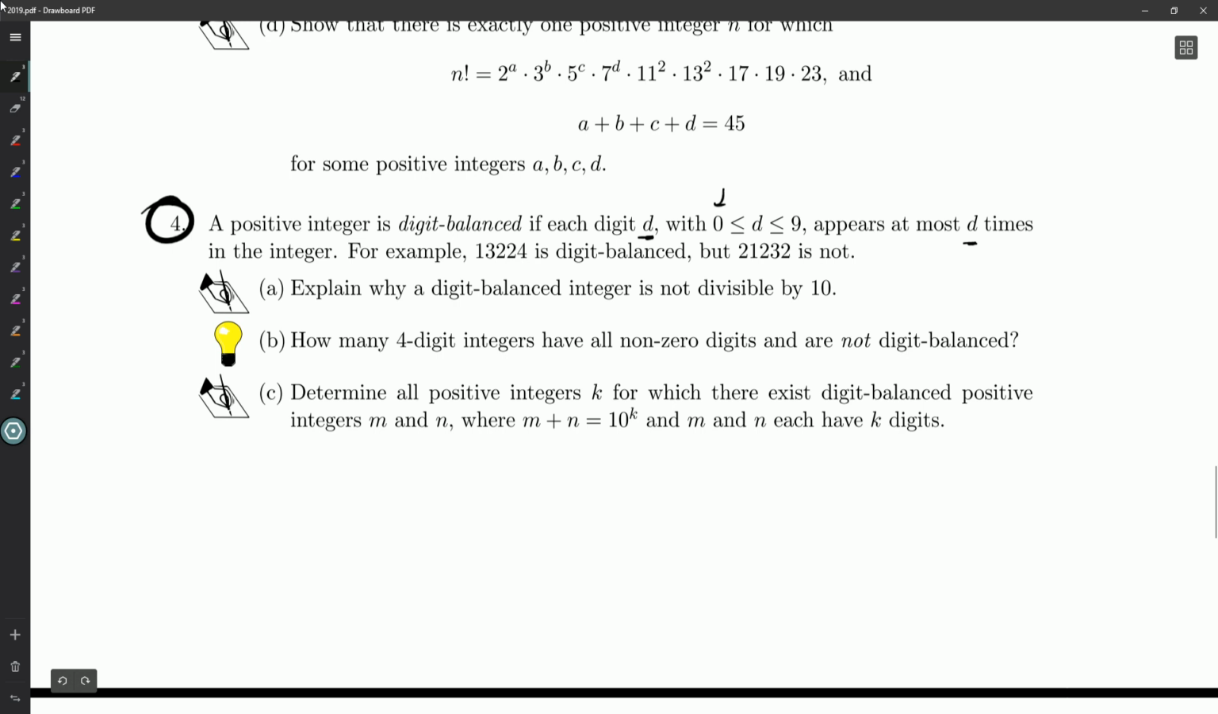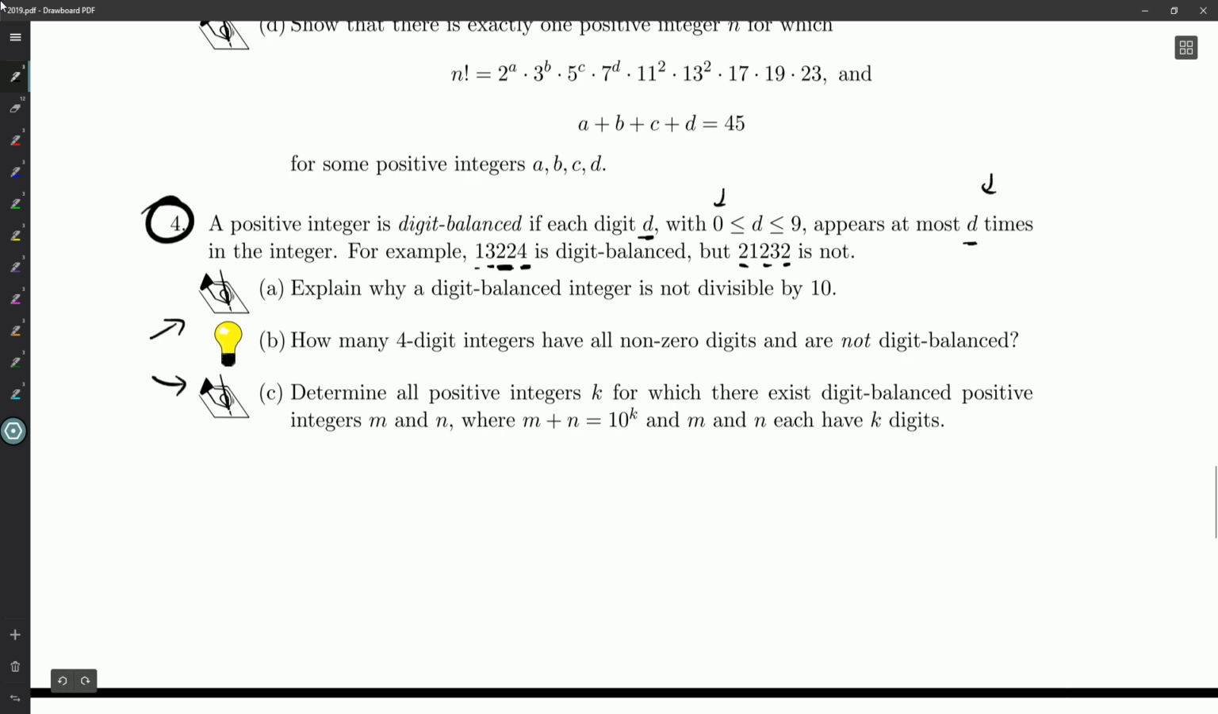All right, that's weird. At most d times in the integer. For example, 13,224 is digit balanced. 4 doesn't appear 5 times or more. 3 doesn't appear 4 times or more. 2 only appears twice, so not 3 times. Yeah, okay, that makes sense. But this one here is not, because 2 appears 3 times, whereas it should appear at most 2 times. Okay, so that's an interesting order.